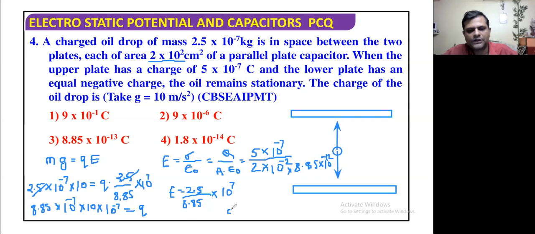So finally Q happens to be equal to simply 8.85 into 10 raised to minus 14 plus 1, that is minus 13, and that is in coulomb. So it will be 8.85 into 10 raised to minus 13 coulomb, which is already there in option number 3 here. Okay.